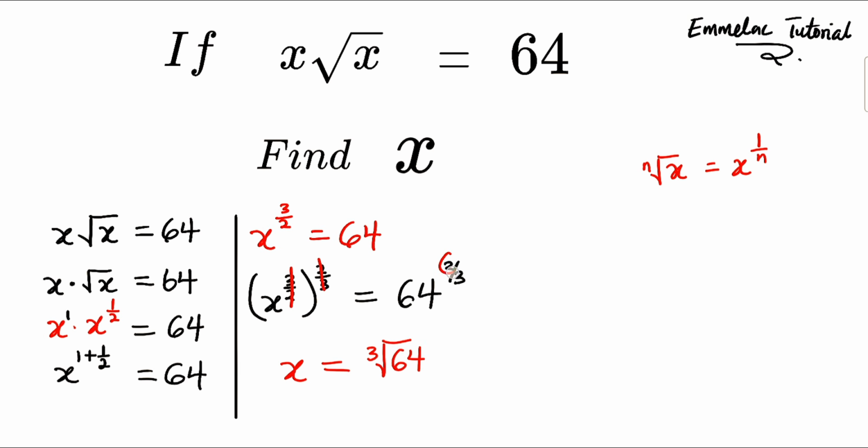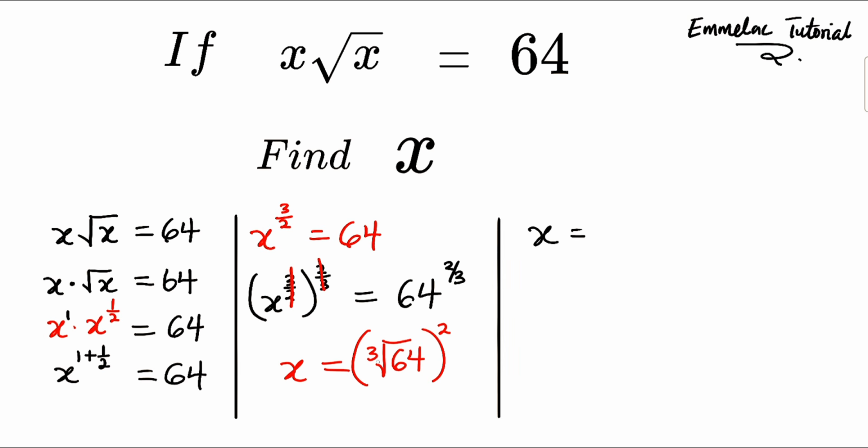Now the numerator here becomes a power to the cube root of 64. So we have x equals, what is the cube root of 64, which means what is that number which when you multiply 3 times will give you 64, and that is 4, then raised to 2. So our x here equals 16 as the final answer.